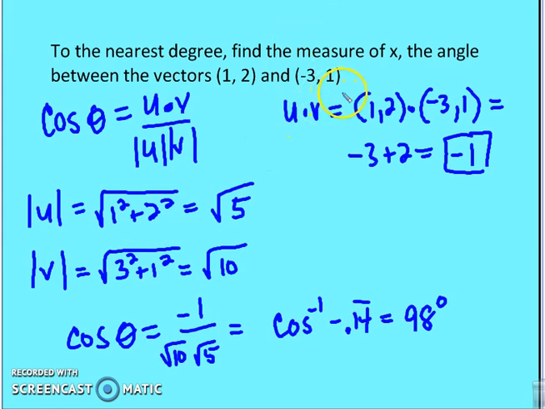So I take u · v, (1, 2) · (-3, 1), which is equal to -3 plus 2, or -1. That's going to be in our numerator. The magnitude of u is square root of 5. The magnitude of v is square root of 10. I end up with -1 over the square root of 50, which is equal to -0.14 repeating. I'm going to take the inverse cosine of that value, and I end up with 98 degrees. So the angle between these two vectors is 98 degrees.